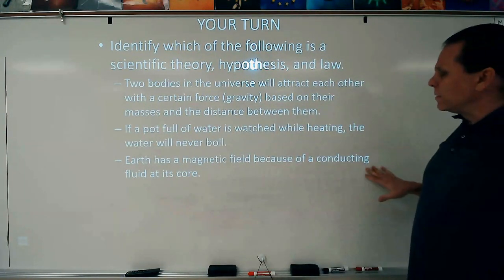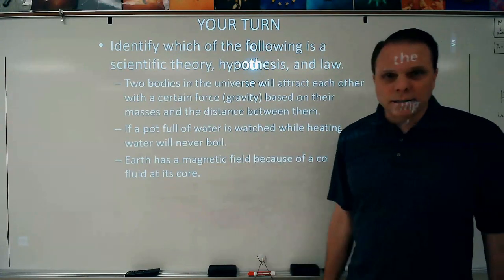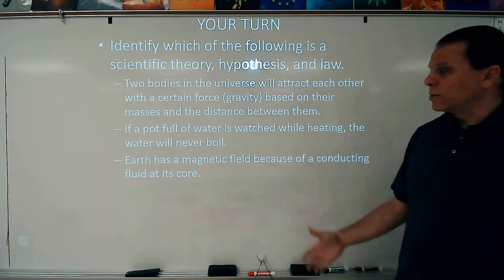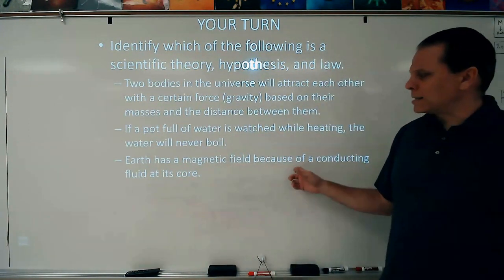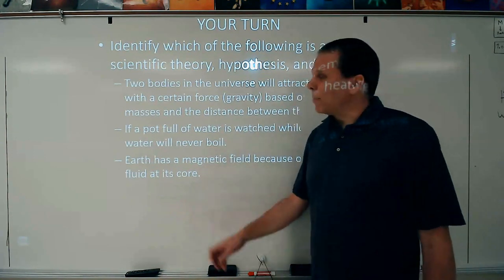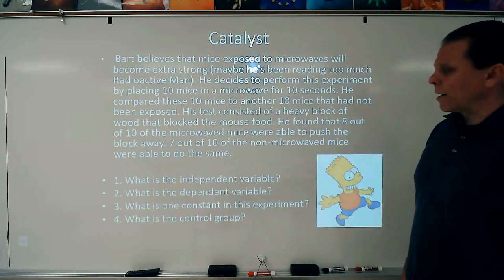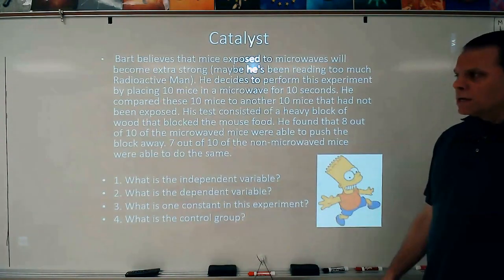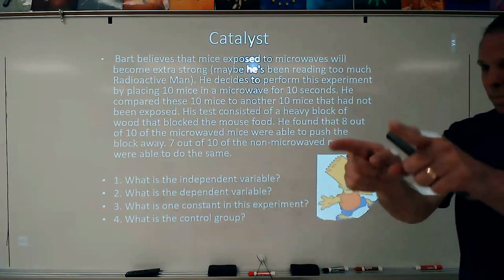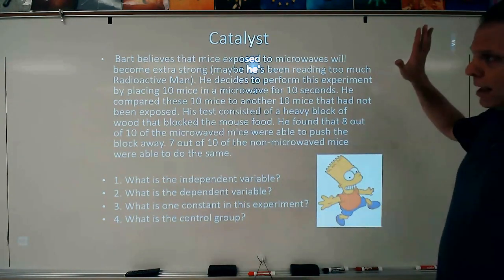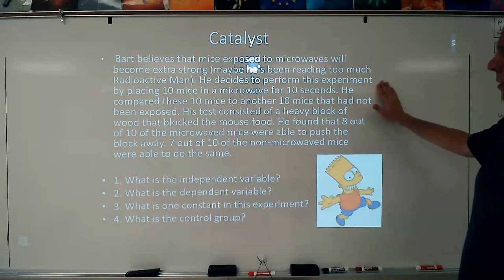Earth has a magnetic field because of a conducting fluid at its core. Again, a big part of theories a lot of times is that why. And so here's a because, trying to explain what it is. Now, is this testable? No, I'm not going to be able to test that per se. Not right now, maybe sometime in the future. This is a good explanation of why we think it might be working that way. Okay, so I'm going to let you pause on this one as well. Hit that pause button. This is a catalyst that is kind of fun to try to go through and explain.